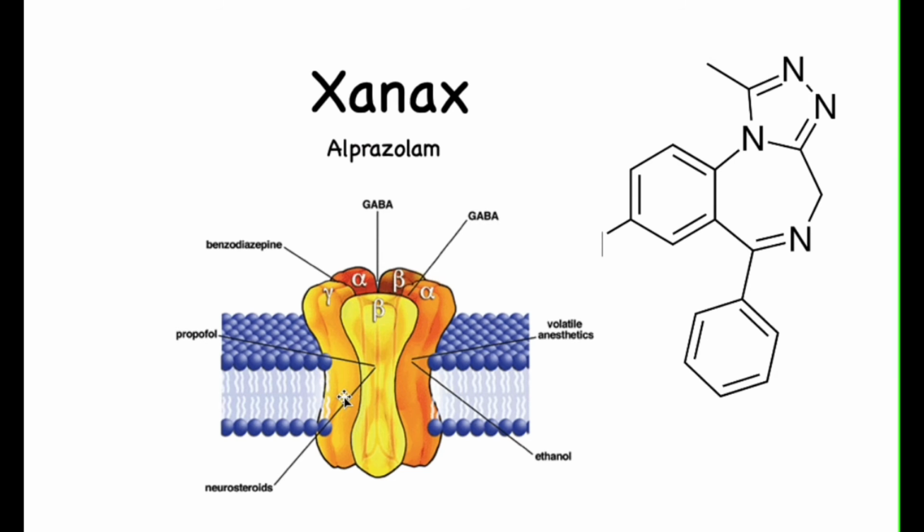So this structure right here, you can notice there's a GABA binding site, there's a benzodiazepine binding site. So what the drug does, it's able to basically compensate for the decreased GABAergic activity. Hopefully that made sense. Thank you for listening.